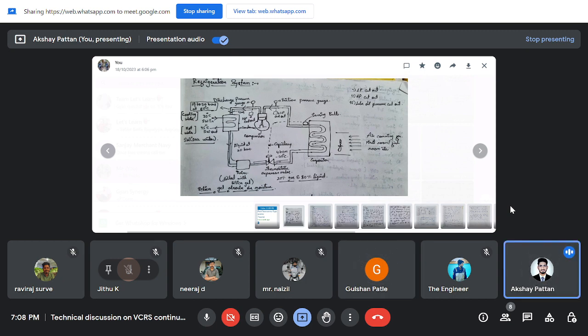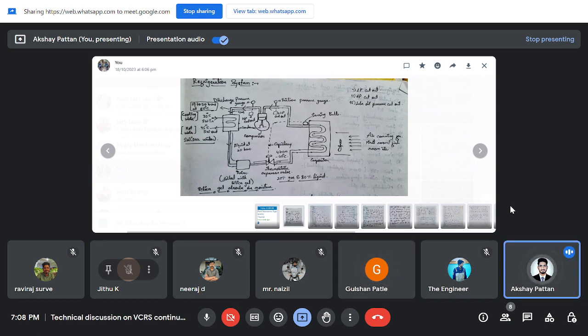Is there any doubt in low pressure cutout, guys? Is there any doubt in low pressure cutout, or is it clear? Can you tell me, is low pressure cutout any device or what? It is a safety device. Okay, it is a safety device for VCRS. Can you tell me in short words how it works?